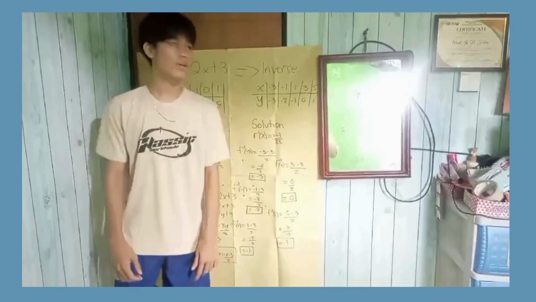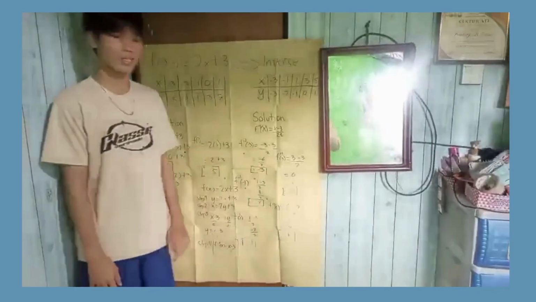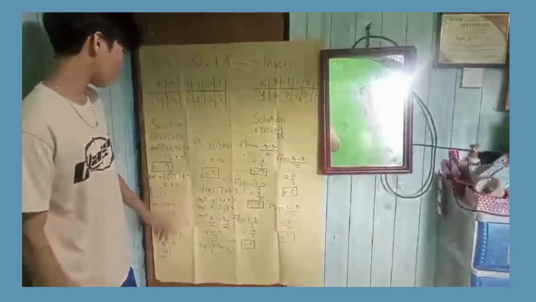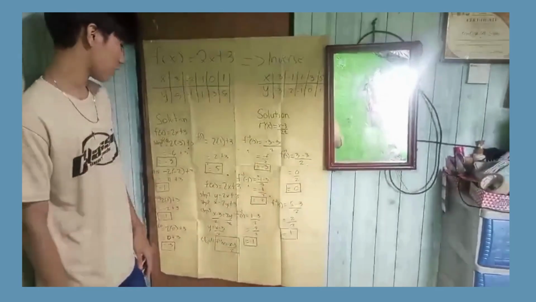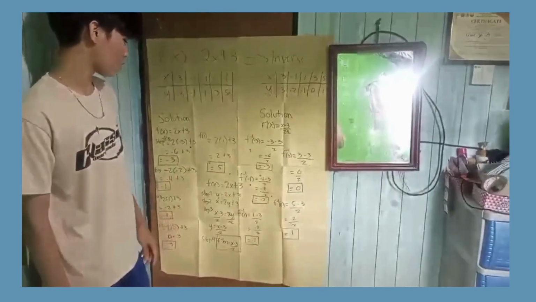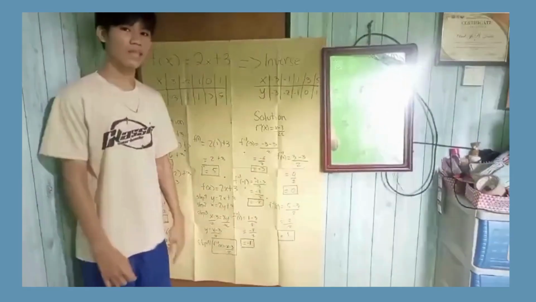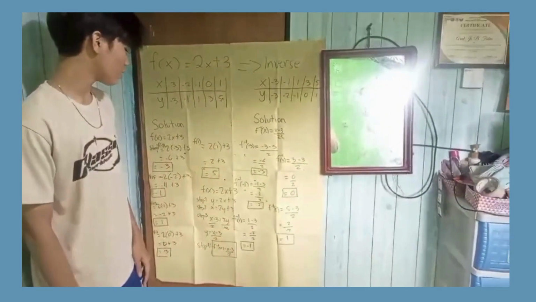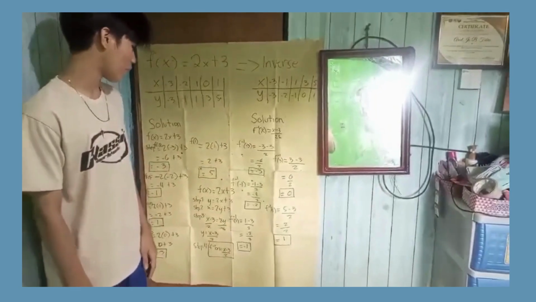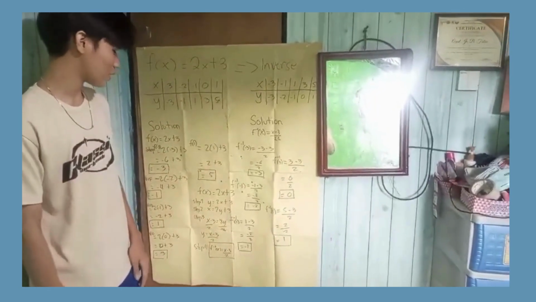Now the inverse function of f of x equals 2x plus 3. First, we have f of x equals 2x plus 3. Step 1, we change the f of x to y, so we have y equals 2x plus 3. Step 2, we interchange x and y, so we have x equals 2y plus 3.